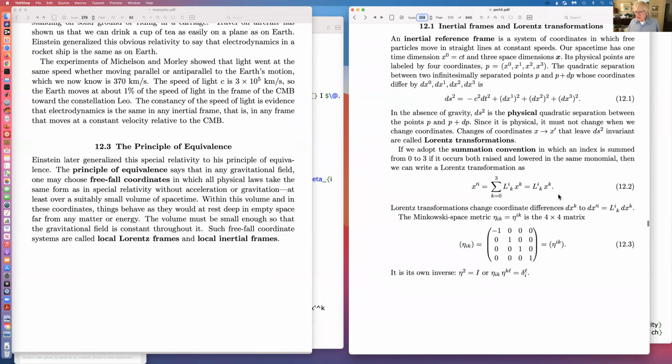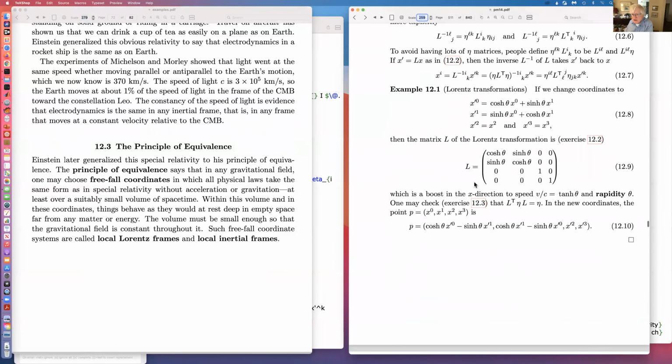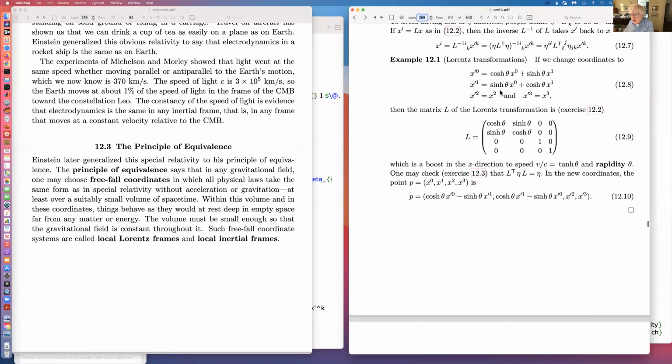So this is called a Lorentz transformation. This is a 4x4 matrix, an example of a Lorentz transformation, say in the x direction. It would look like this: cosh, sinh, cosh, and then just the 2x2 identity matrix. And it would look like this: x0 prime.